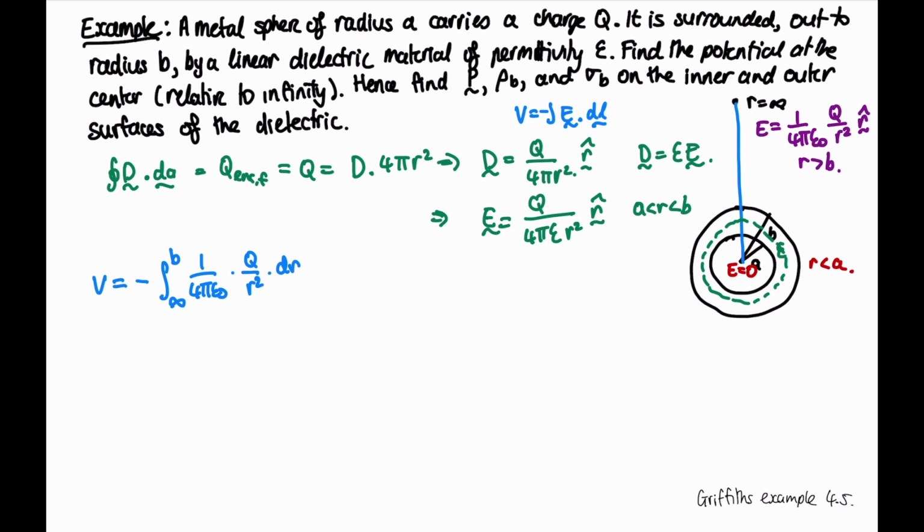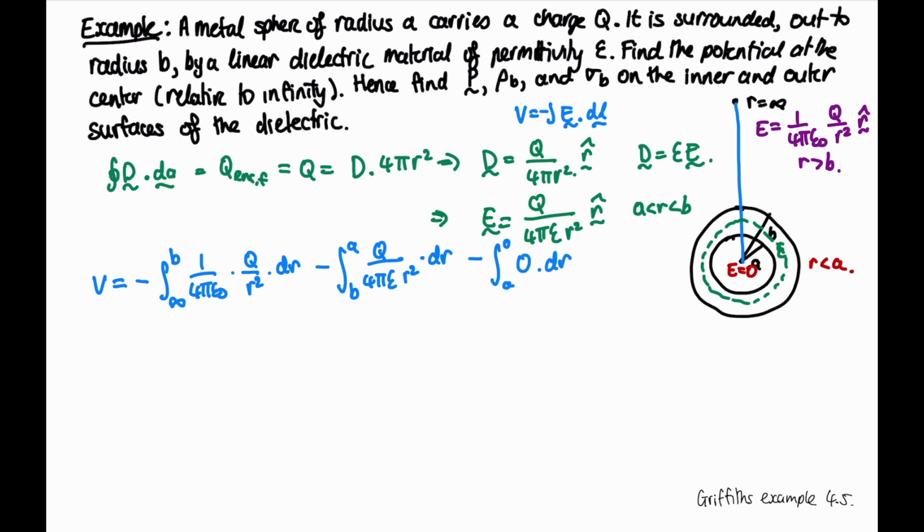And now we're inside the dielectric. So now we've got minus the integral from B to A. And now we need to use this equation for our electric field. So this is Q divided by 4 pi epsilon, sorry, not epsilon naught, that's automatic for me now, epsilon, R squared dr. And then we're inside our conductor where the electric field is 0. So this is going from A to 0 and it's 0 dr.